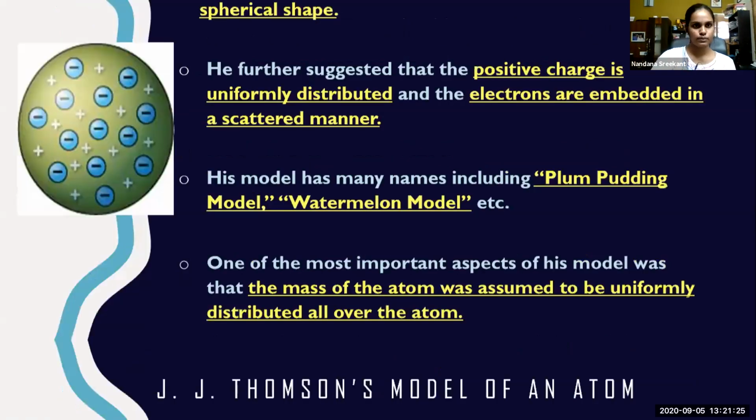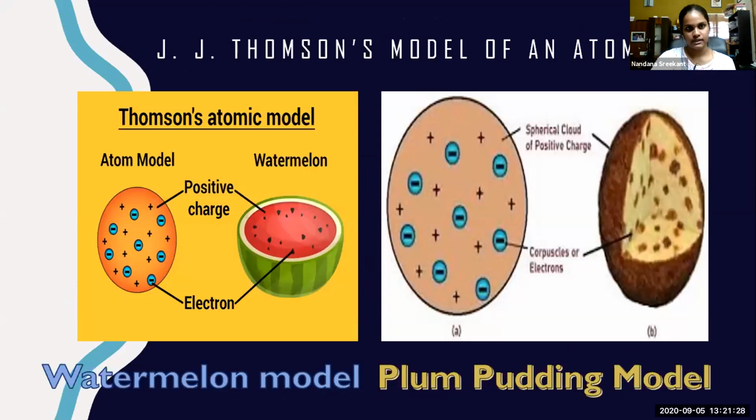Here I have put two pictures which explain the model of the atom, and why it is called watermelon model and plum pudding. In the watermelon model, you can see the red flesh of the watermelon is what symbolizes the positive cloud, and the electrons are symbolized by the black seeds. Similarly, in the plum pudding model, the whole pudding is spherical, the positive charge, and the corpuscles of electrons are symbolized by the small pieces of fruit.